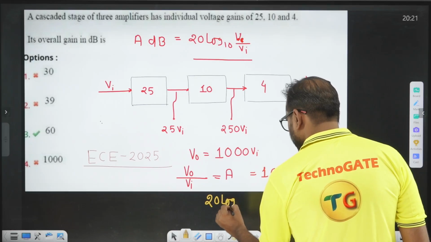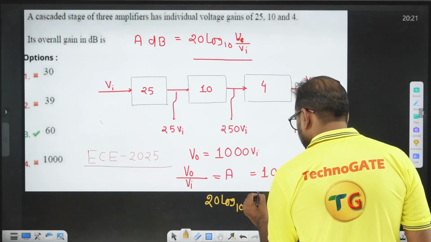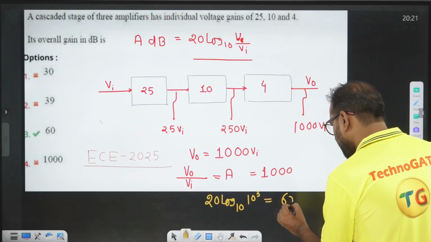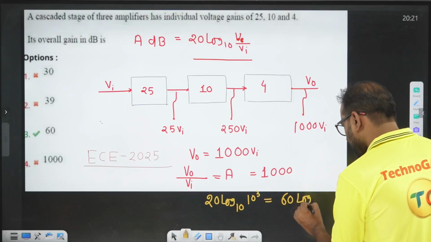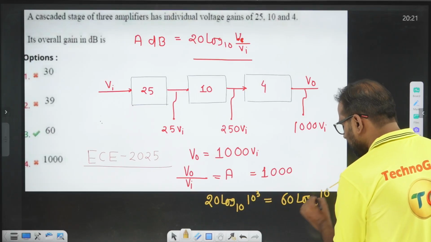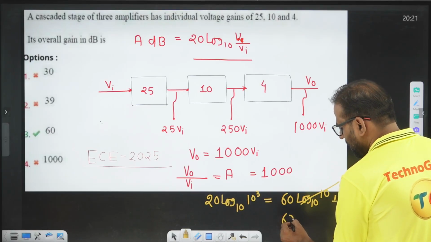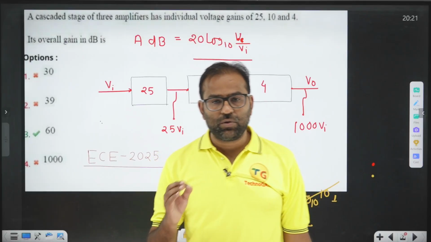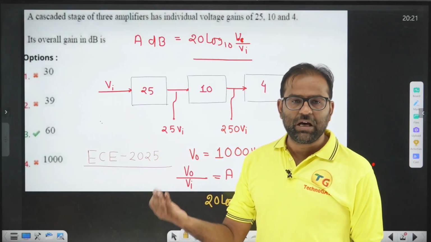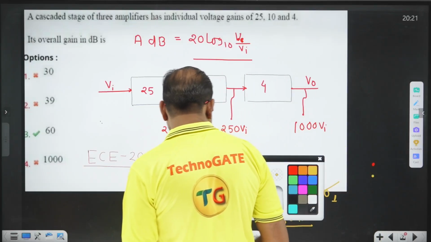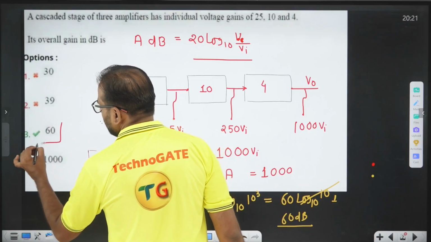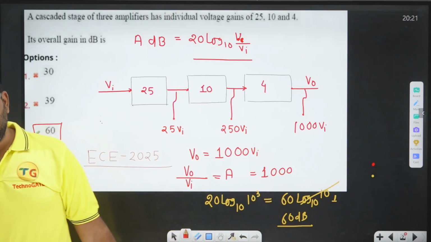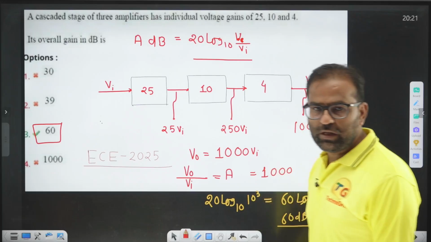So when I take 20 log of this number, 20 log base 10, 10 raised to the power 3 is equivalent to what? You can take 3 out. So this will be 60 into log 10 base 10. Always remember log 10 base 10 is 1. So this value is 60 dB. If they have asked about normal value, the normal value is 1000, and if they are asking in dB, you have to take care in which unit they are asking. So our answer for the question is 60 dB. I hope this is clear. A very fundamental basic question. Let's go to the next question.